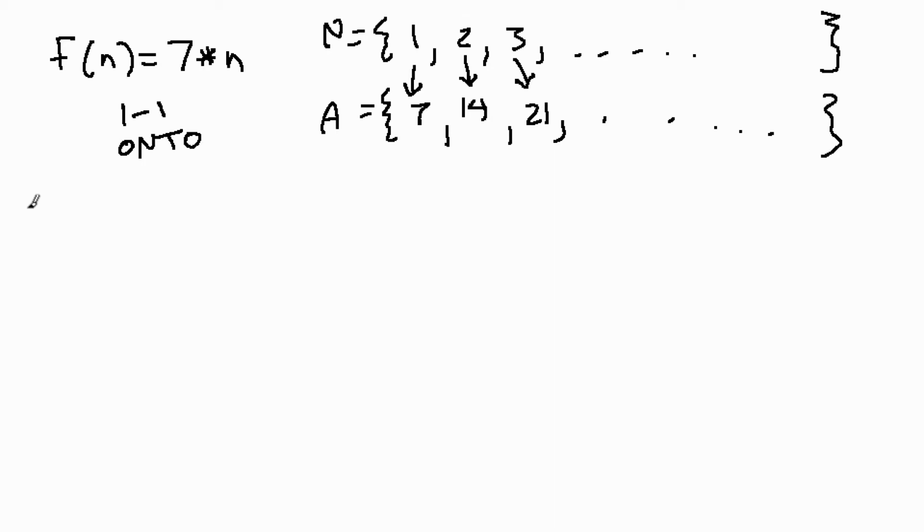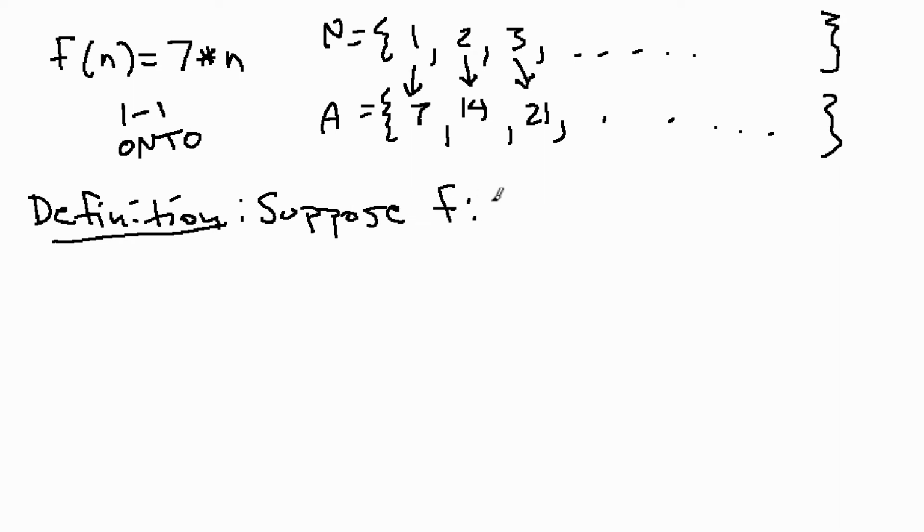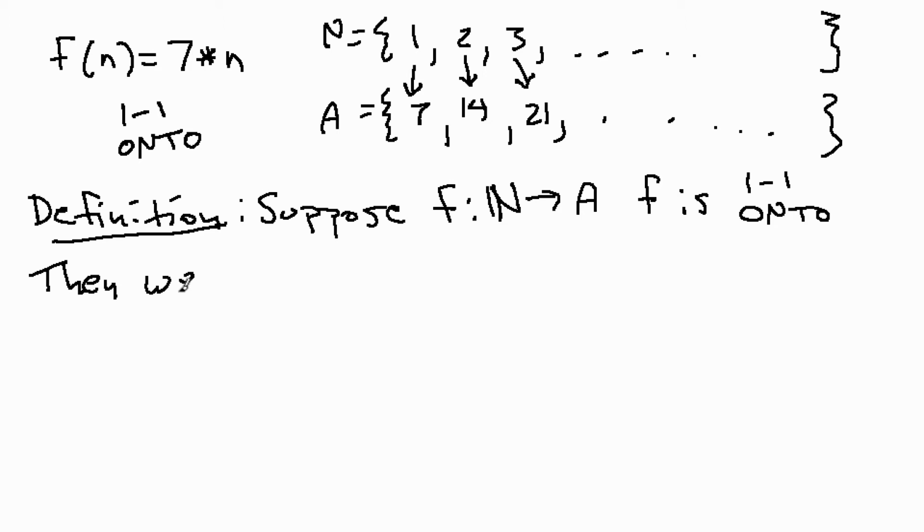So I want to come up with a definition here. Actually, there are a lot of different terms that all say the same thing. And I want to say suppose f is a function that maps the natural numbers to some set A, and that f is 1 to 1. It's 1 to 1 and it's onto. Then we say the set A is, and here's where there's several terms that all mean the same thing.